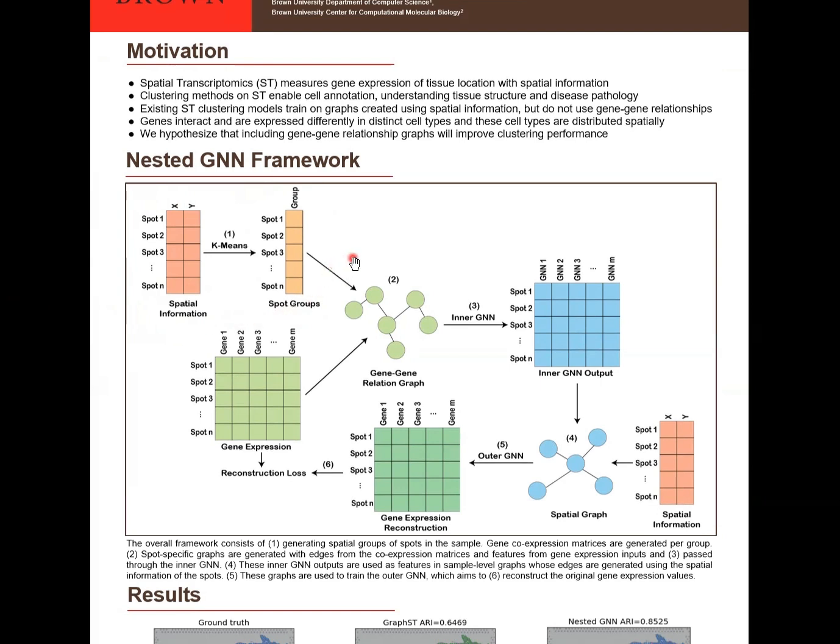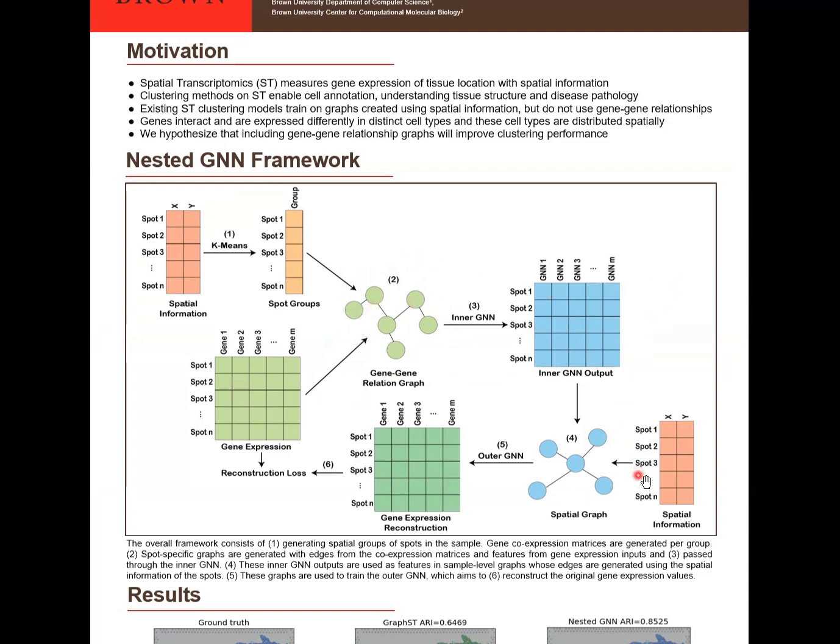With these gene co-expression matrices as edges and these gene expression values as node features, we generate spot-specific gene-gene relationship graphs. These gene-gene relationship graphs are then passed through our first GNN, which we call the inner GNN. And for each graph, and therefore each spot, we get an output. These inner GNN outputs contain values that represent both the gene expression values as well as the gene-gene relationships.